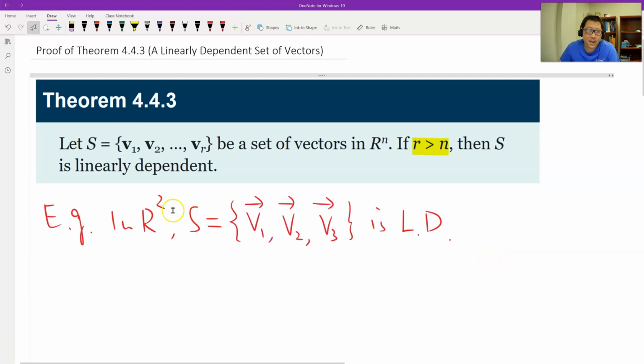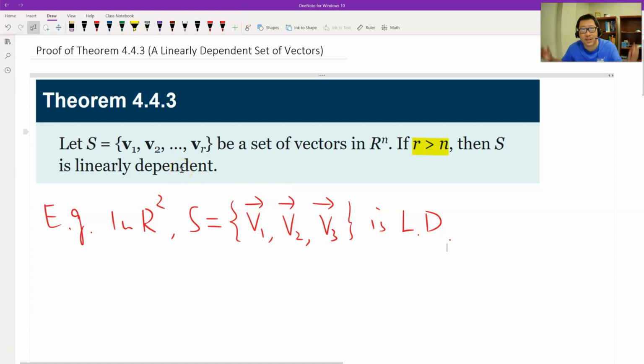If I look at 2-space, the dimension is 2, right? If I give you any 3 vectors, the number of vectors, 3, is greater than the dimension, 2. Therefore, the theorem says this set should be linearly dependent. So how do we prove it? We use the theorem we just learned, 4.4.1.